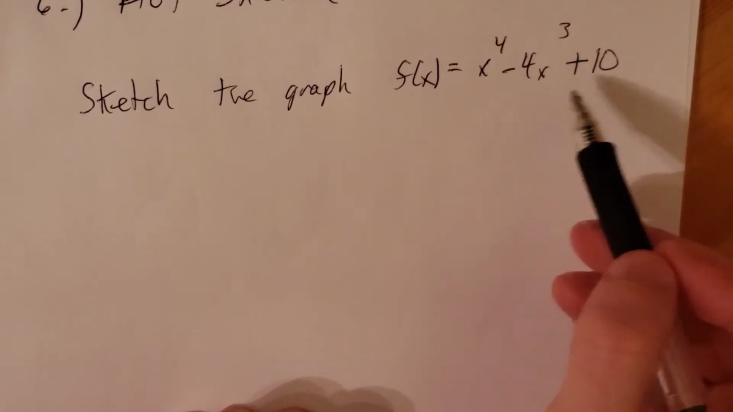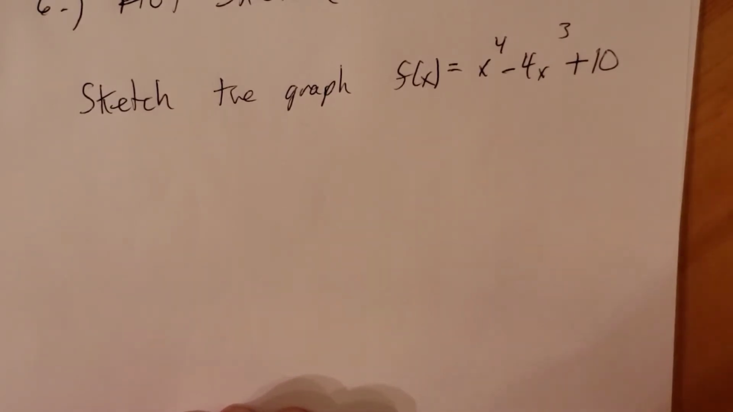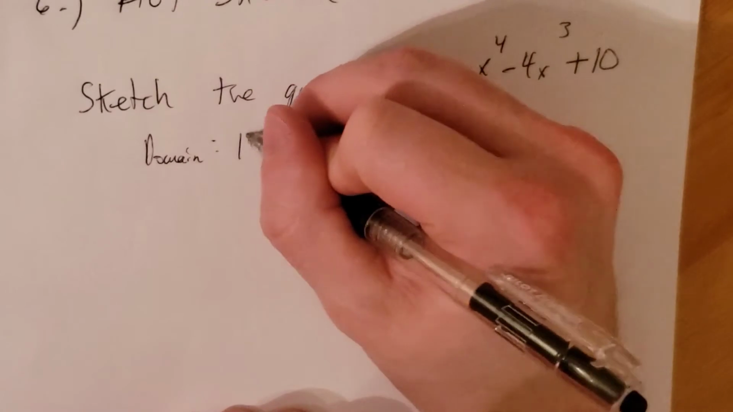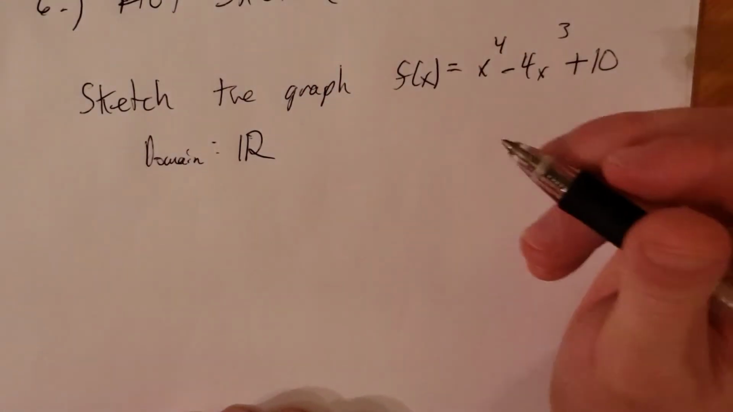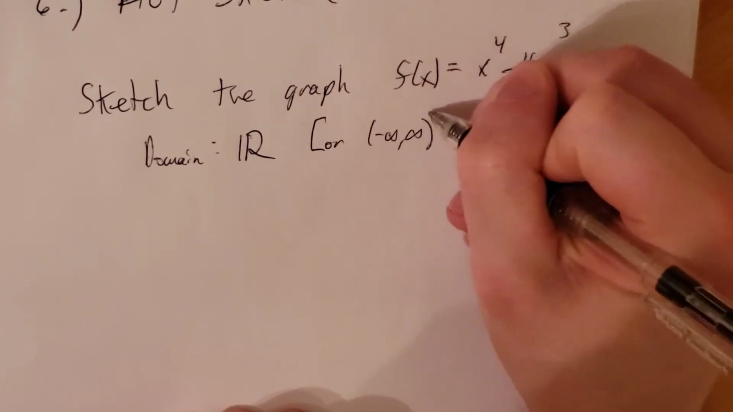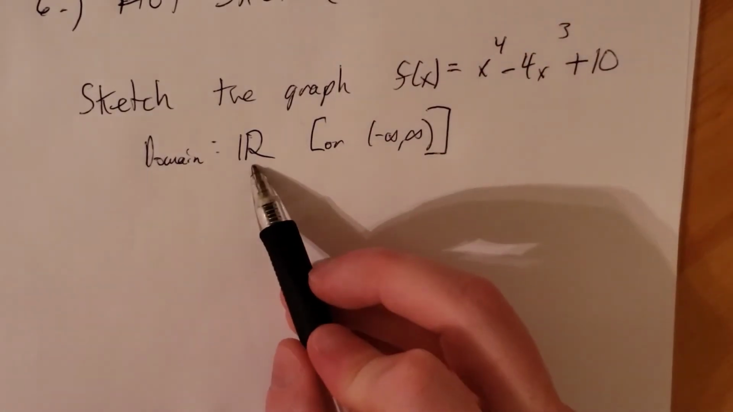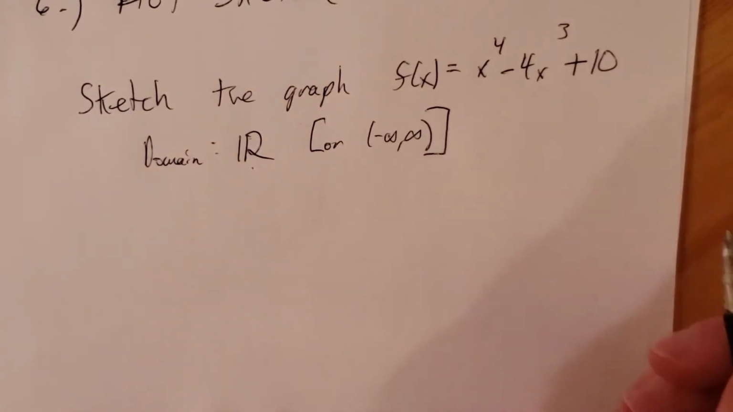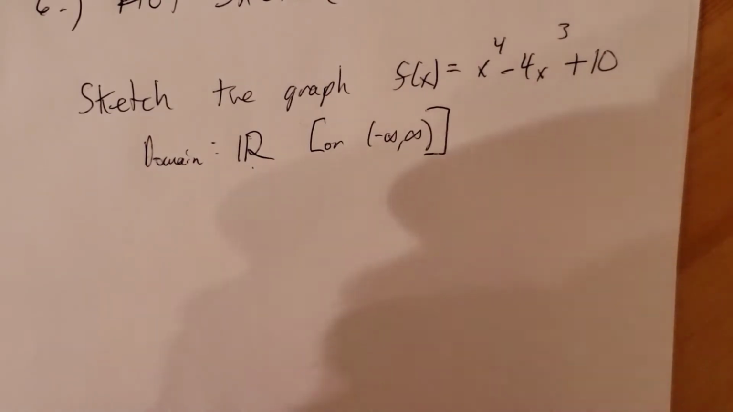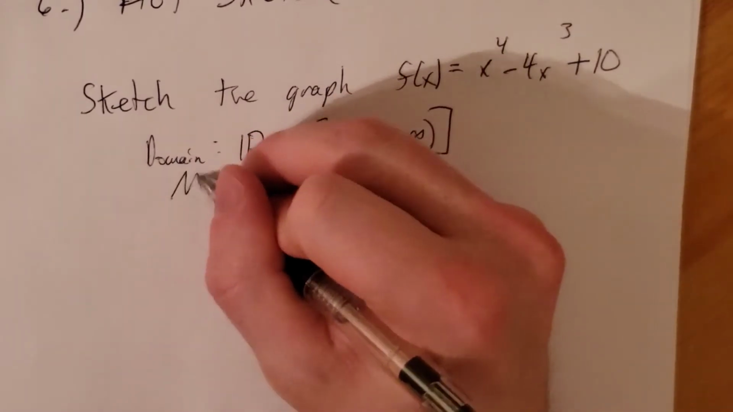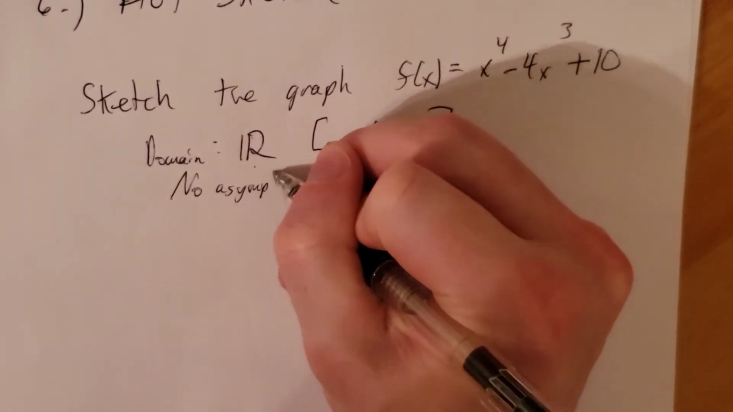But going back to part 1, identifying the domain is easy here because it's a polynomial. So the domain is all of R, the whole real line. Whatever you want to use, you can use this R to mean the whole real line, or we can just write our interval notation from negative infinity to positive infinity. The second thing is to identify any asymptotes. No asymptotes, horizontal or vertical.